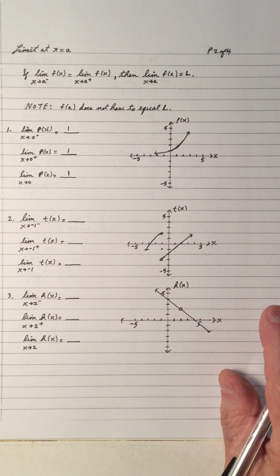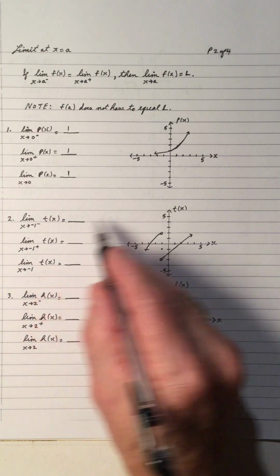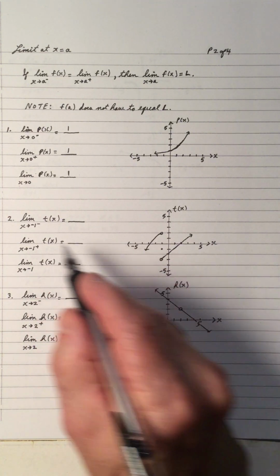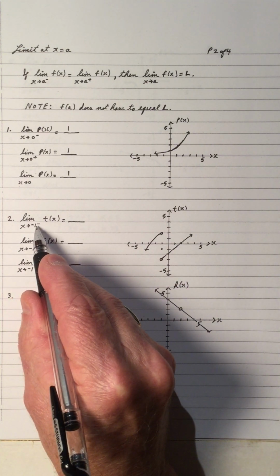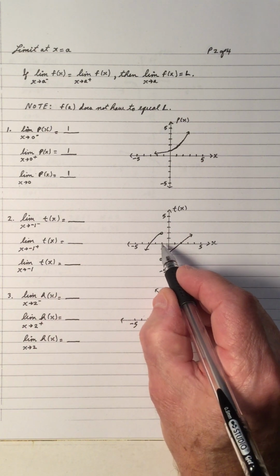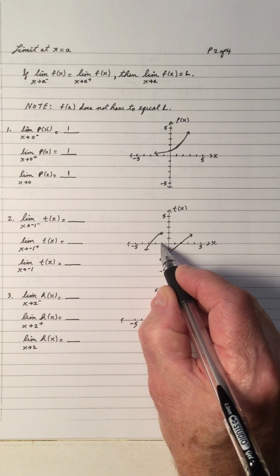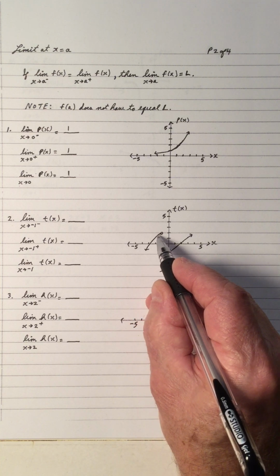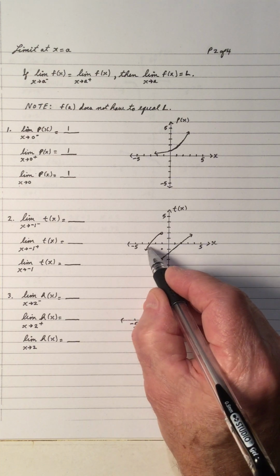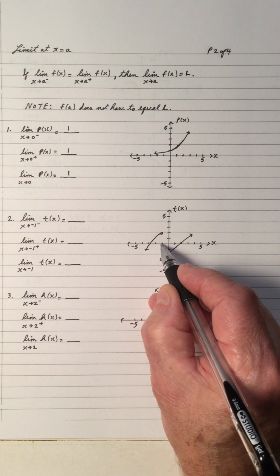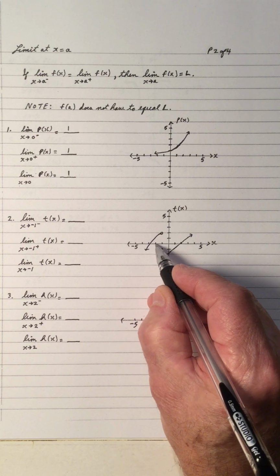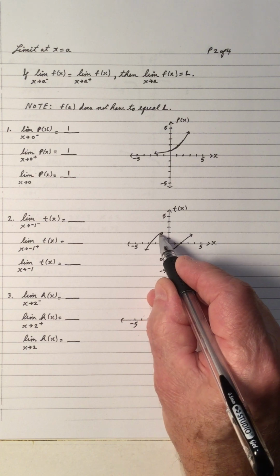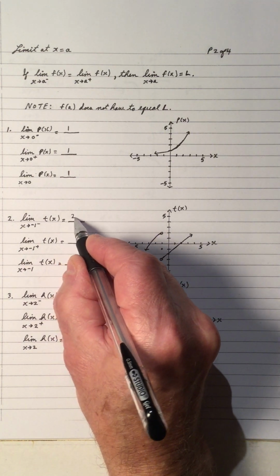Okay, let's look at some more examples. Number 2, this is t of x, this diagram. We're approaching negative 1 from the left side, so that means we're coming on this function. As we approach negative 1, x is going in here, we're up here, so that means we're getting a 2.